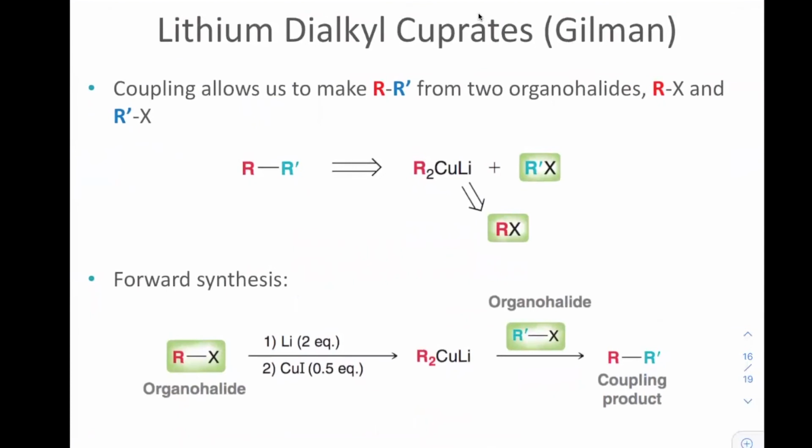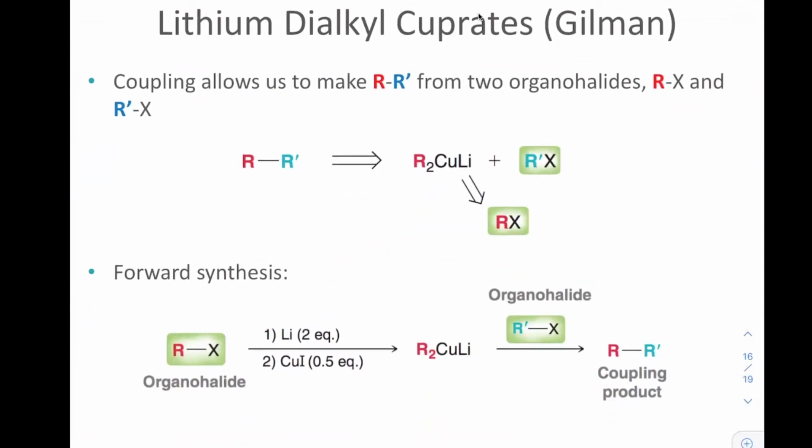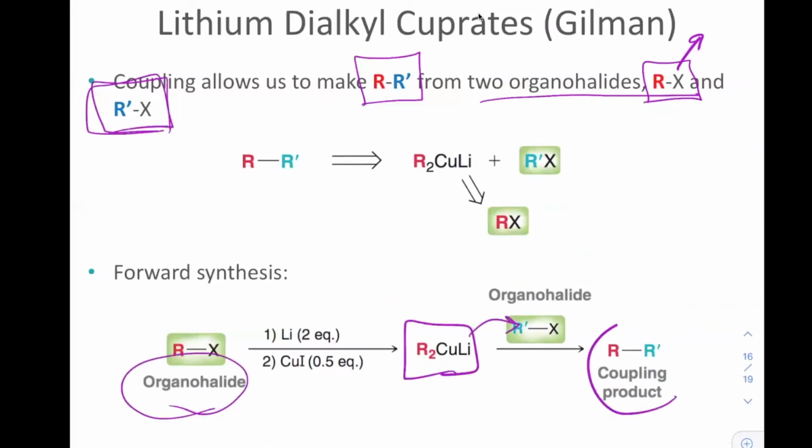More about Gilman. This coupling reaction allows us to make a carbon-carbon bond from two organohalides. We start with RX and we create the Gilman out of that. Then we use R prime X to couple, and then we end up coupling those two carbons together, which is a very important reaction, being able to make that carbon-carbon bond.